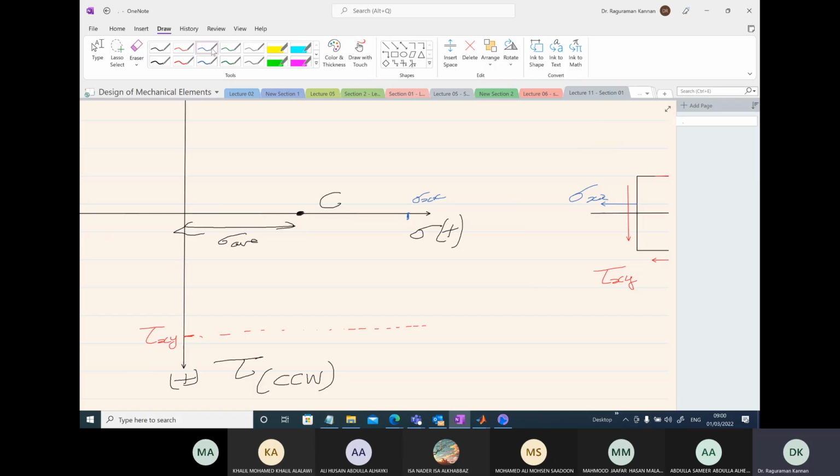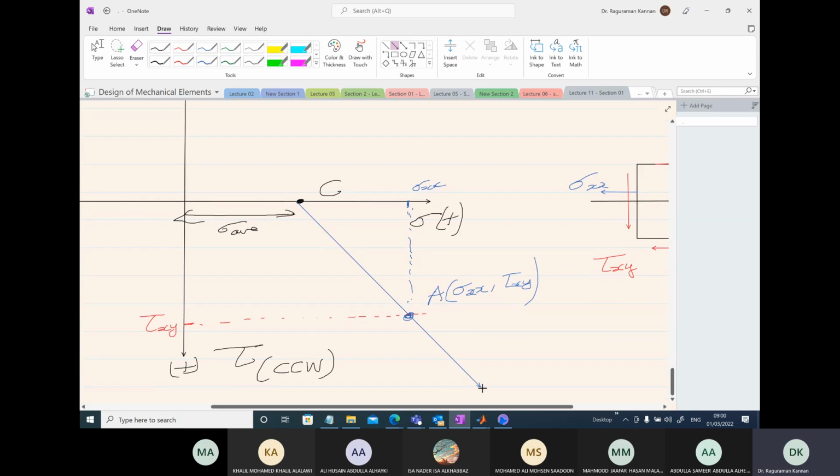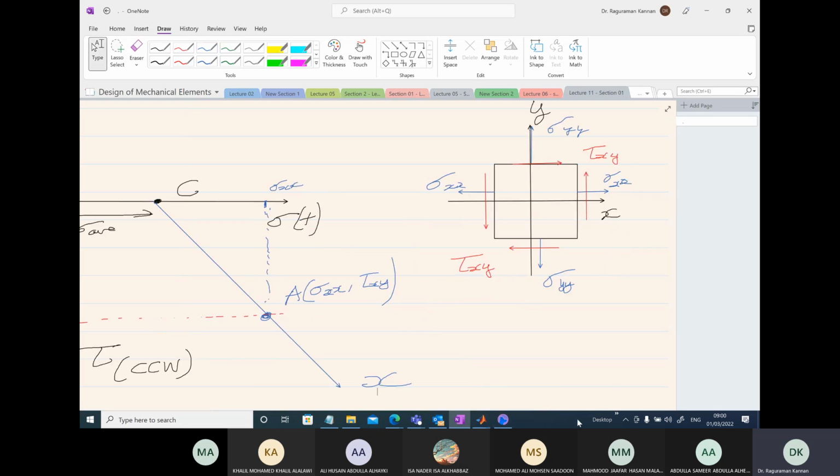Extend these lines and let it intersect somewhere. So it is intersecting right here. The coordinate here, let's call this coordinate A, point A. Write the values here, sigma xx, comma tau xy. These are the coordinates. Now what I'm going to do is join the center C with the point A and extend it. Now this direction will correspond to our x direction in the element. So x direction in the element.